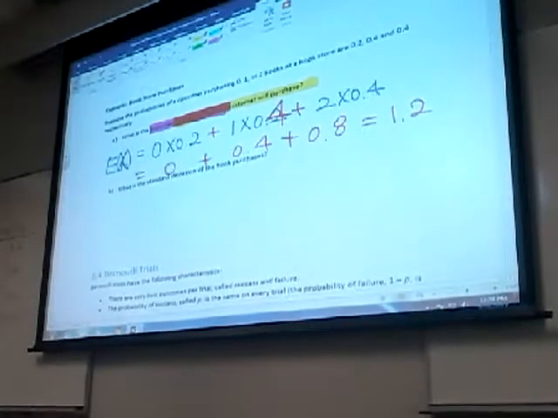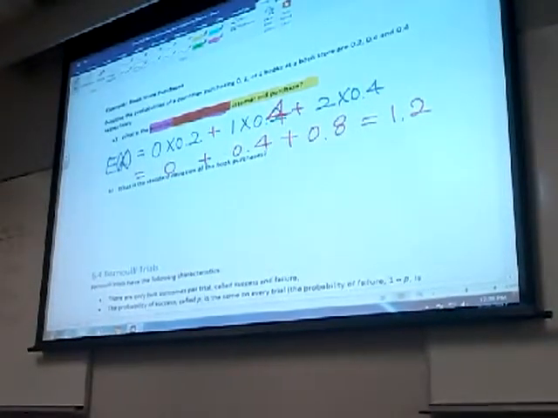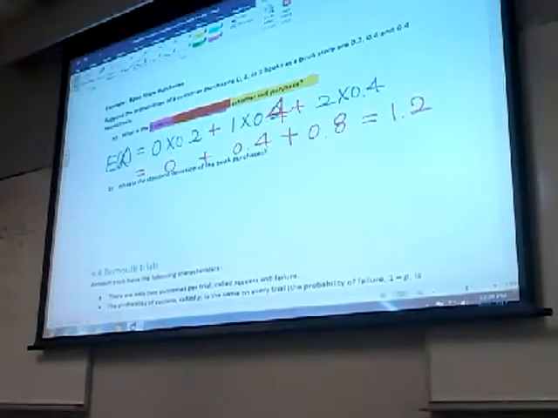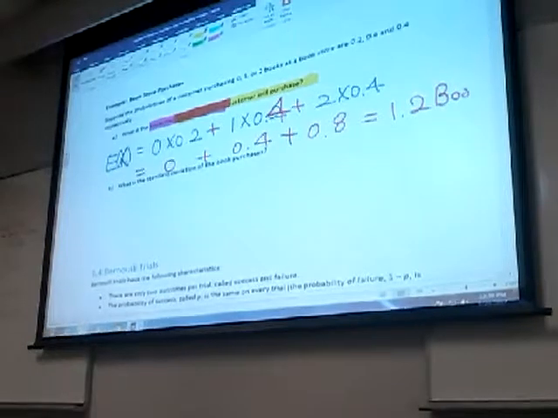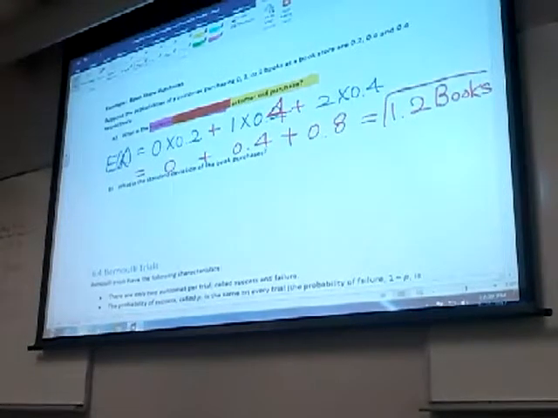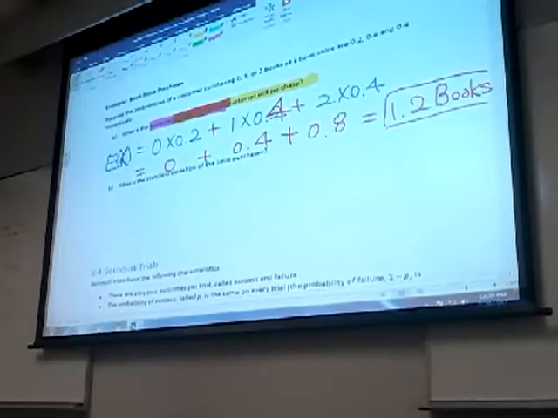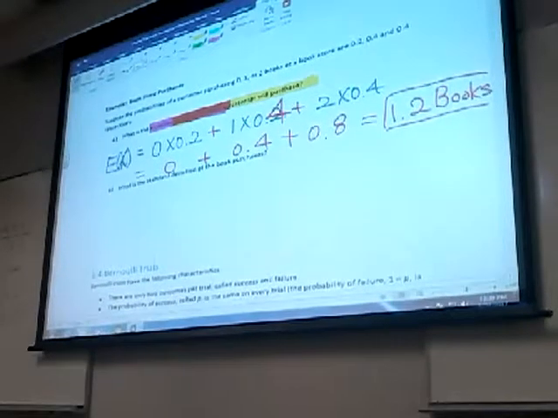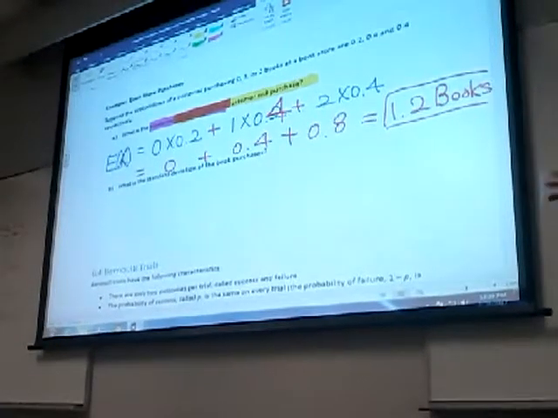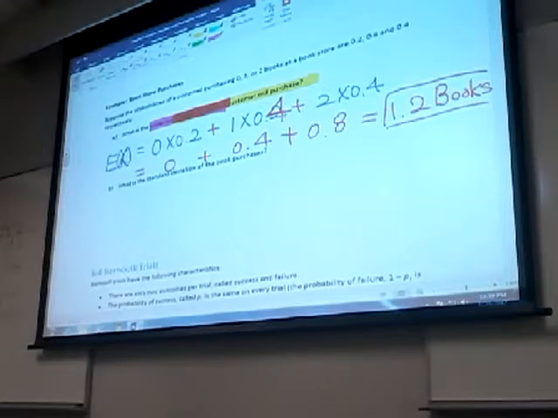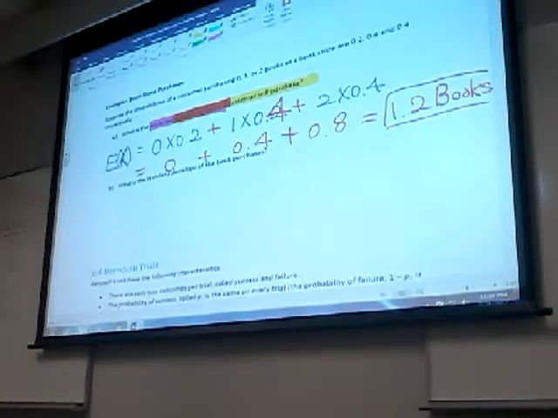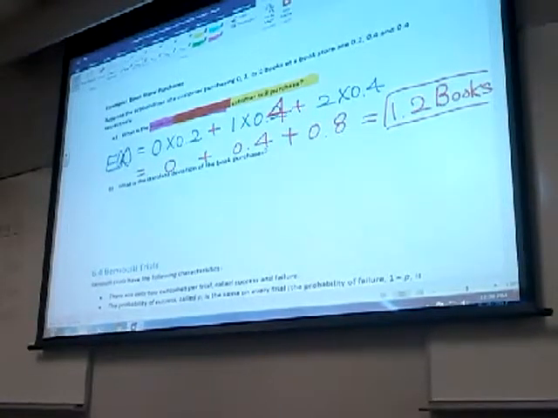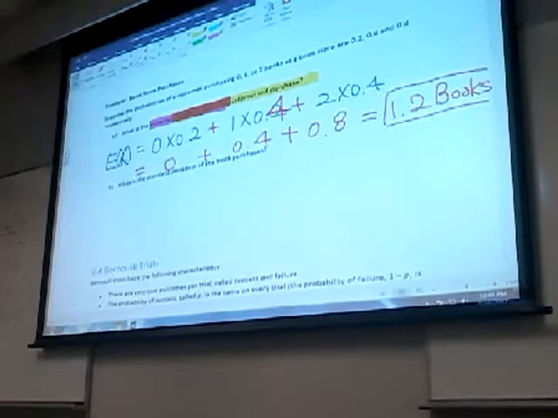What is the unit? 1.2 what? Books, yes. What does it mean? 1.2 books. When I have a customer, I can expect I will sell 1.2 books to the customer. Does it make sense? Right? It's 1.2 books. Okay.